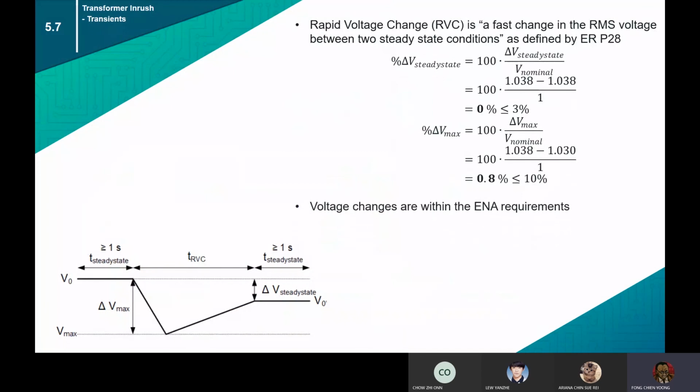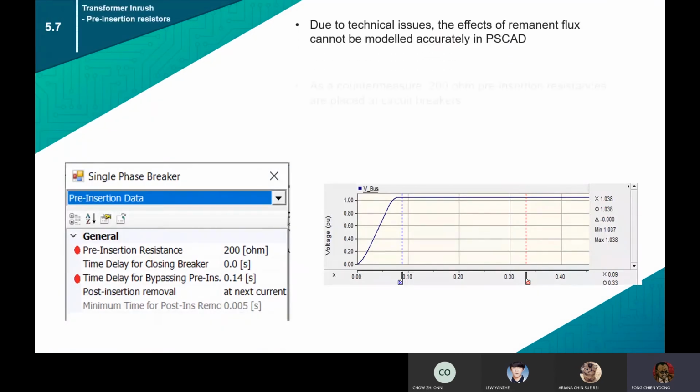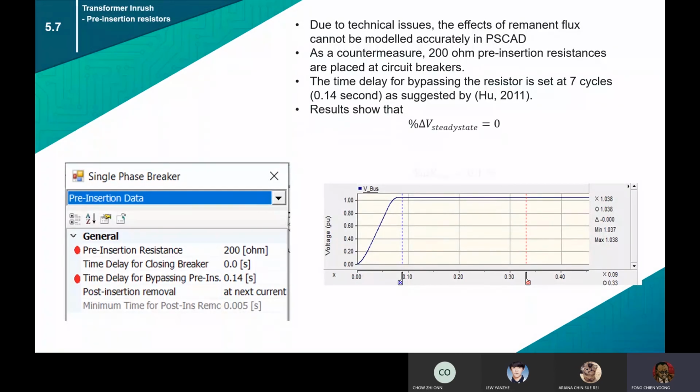And then according to the ENA, the rapid voltage change is basically a change in RMS voltage between two steady state conditions as defined by the ER P28. And we find that the change in the Vmax is 0.8%, and these results are within the ENA requirements. Due to technical issues, the effects of remnant flux cannot be modeled accurately in PSCAD.